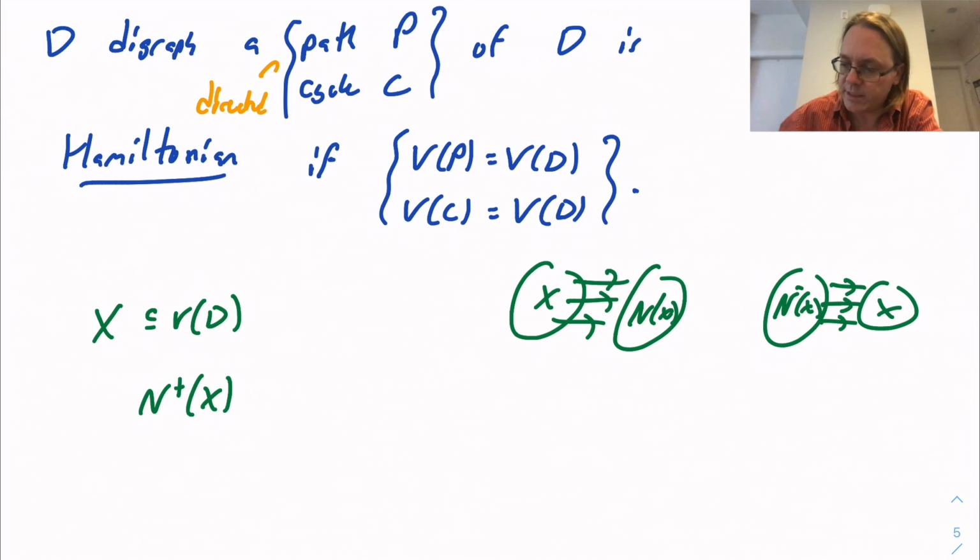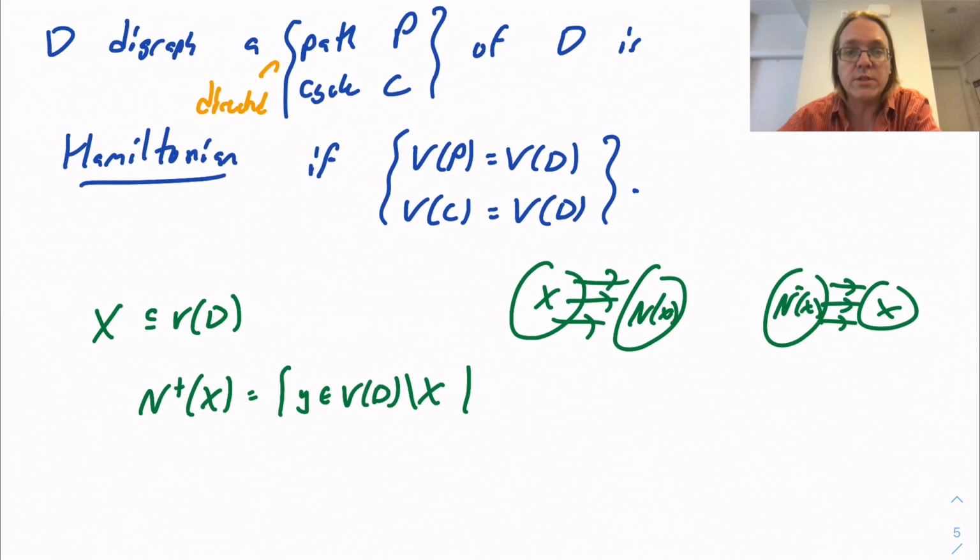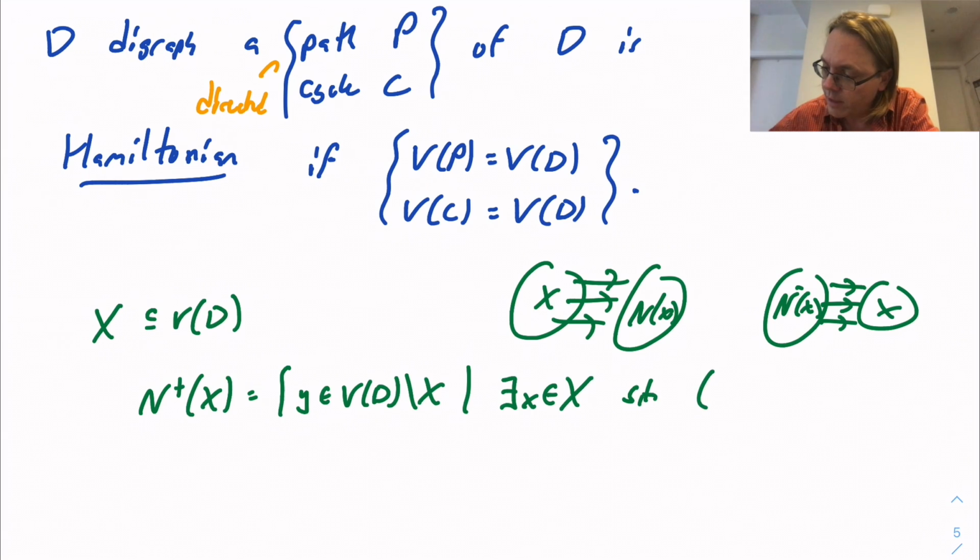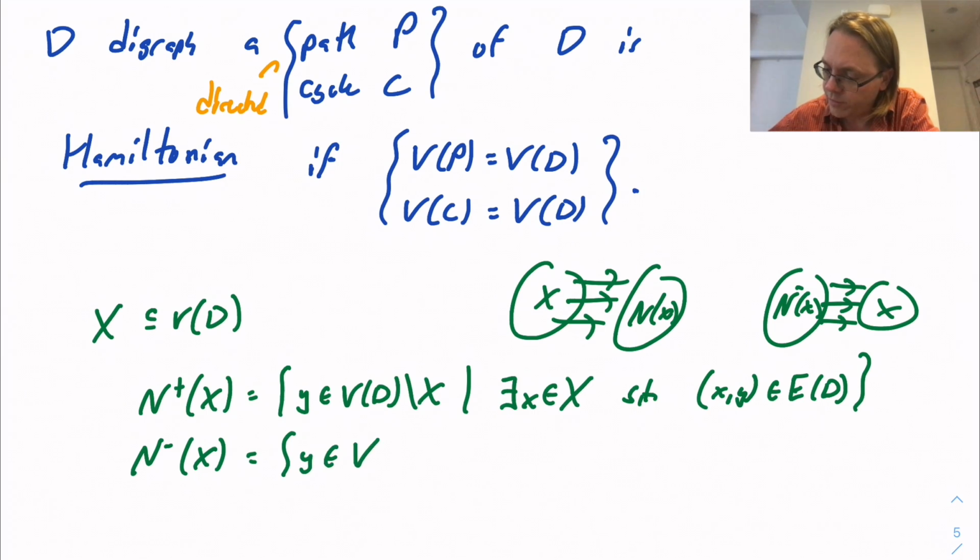Okay, so n plus of X, this is the set of all vertices y in the vertex set of D, but not in X, such that there exists a vertex little x in X such that the pair x, y is an edge. And n minus of X is similar: the set of all vertices y in V of D without X, so that now there exists a vertex x in X so that y, x is an edge.